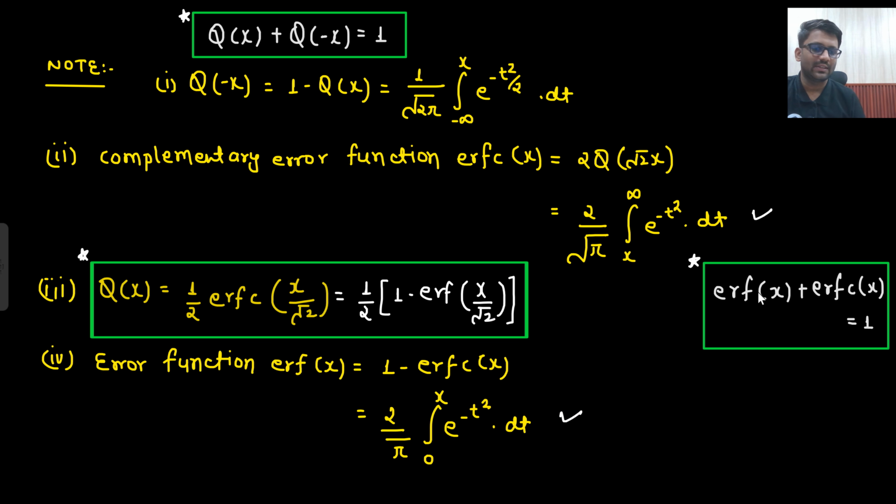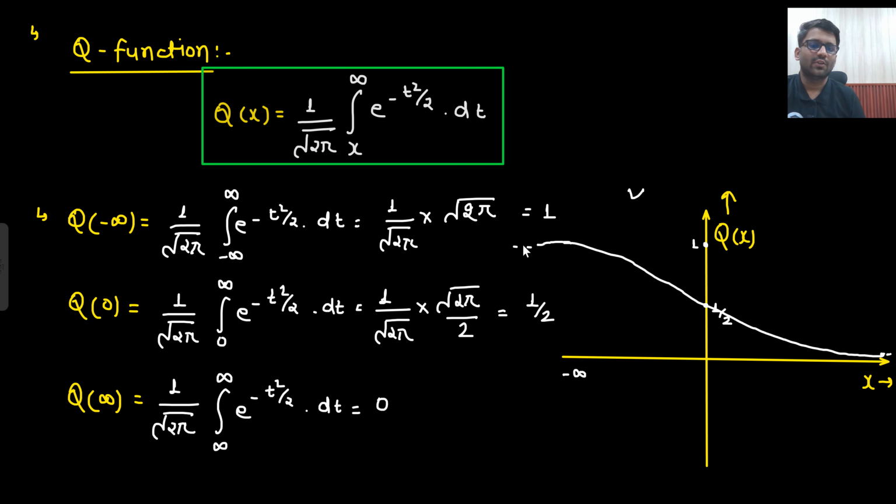You will remember these things: the relation between the error function and the complementary error function. Q of x plus Q of minus x is equal to 1. Q of x and the complementary error function have the relation of 1 by 2 erfc of x by under root 2, and then this is the definition of the Q function. So this is the most important one. You need to remember the definition of the Q function: 1 by under root 2 pi, x to infinity e to the power minus t square by 2 dt.